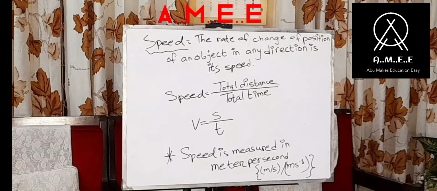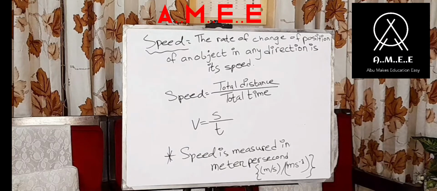Now let's come to what displacement means. Displacement is the distance between the final position and the initial position. For example, you are standing at the center of the earth and you are walking 10 kilometers forward to the north.